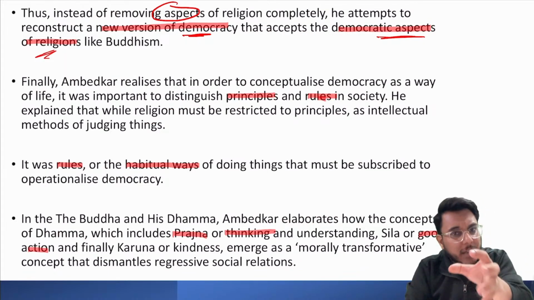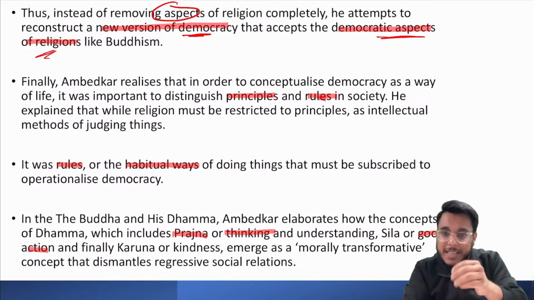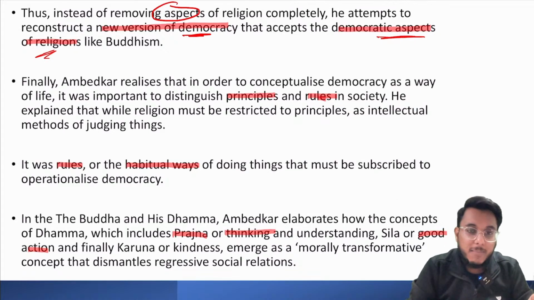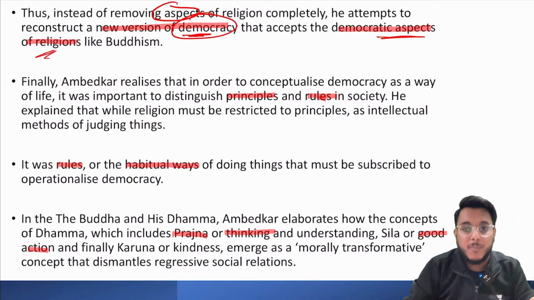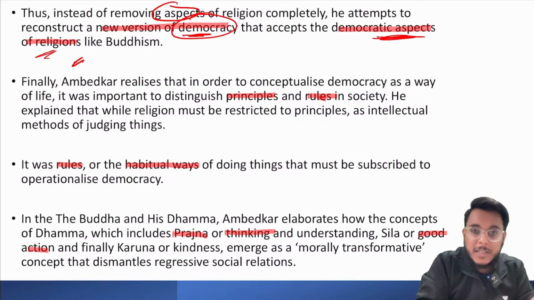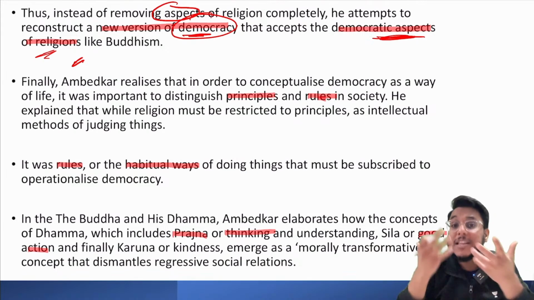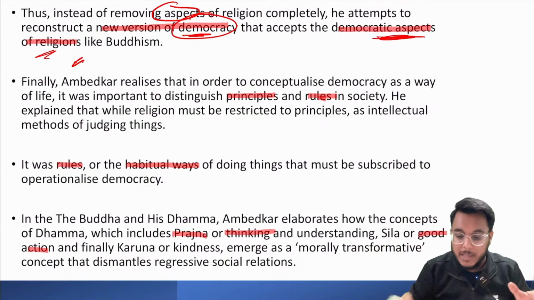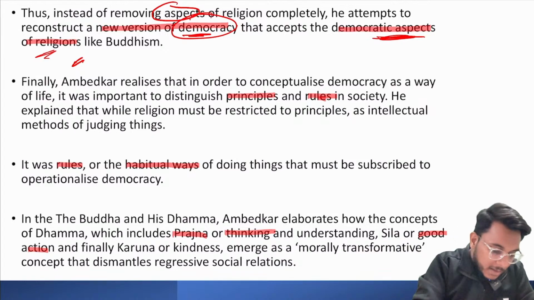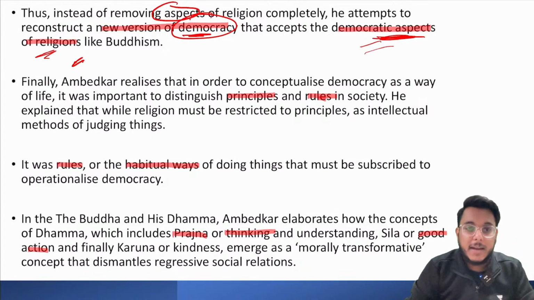Those aspects from the religion need to be harvested and they need to be made a part of a democracy. So we need a new version of democracy where democratic aspects of the religion should be incorporated. See, ritualism, superstitions, if they are there in some of the religion, they should not be the part, but the democratic aspect should be incorporated.